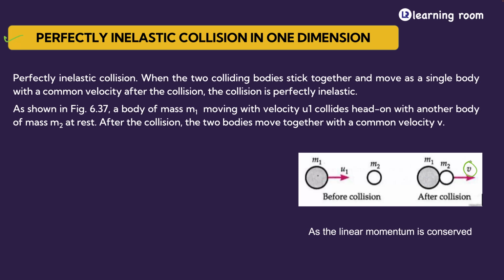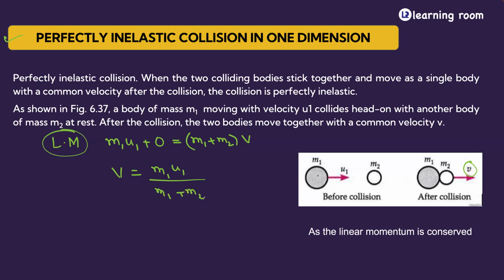Since in an inelastic collision only linear momentum is conserved, what can I conclude? m1 u1 plus the momentum of the second object, which is 0, is equal to, now both the objects are stuck together, so the combined mass of the system is going to be m1 plus m2 and their velocity is going to be v. So the common velocity is equal to m1 u1 the whole divided by m1 plus m2.